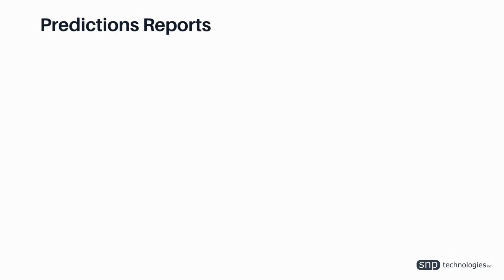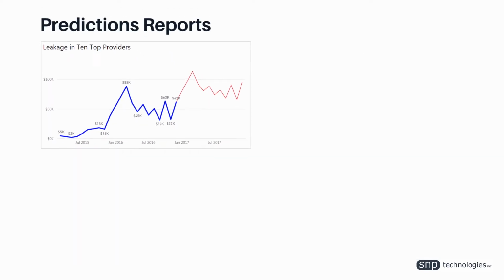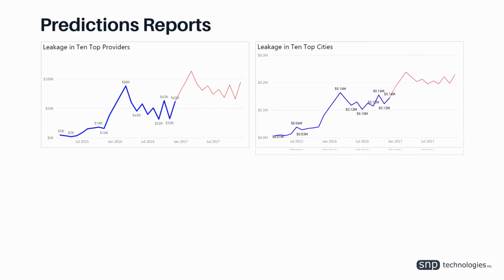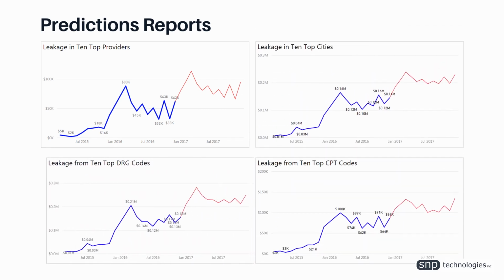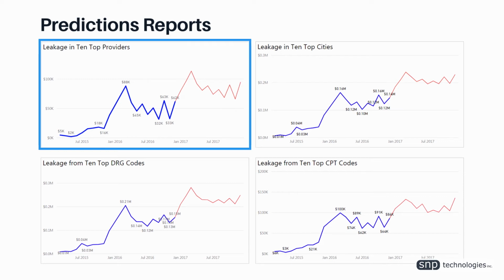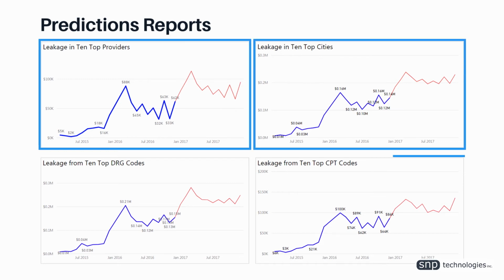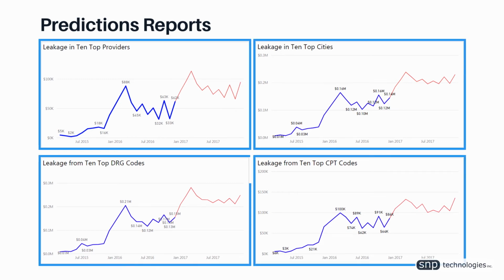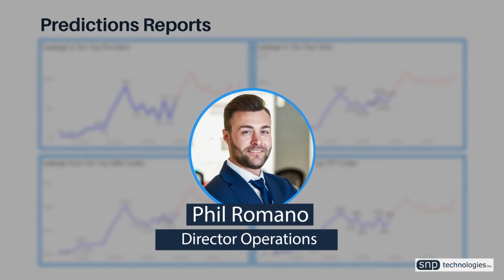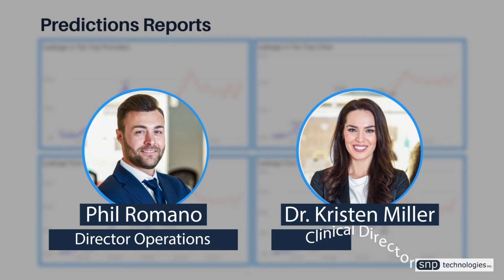SNP's Smart Healthcare Analytics prediction reports chart the trend for the KPIs and use a prediction model to forecast leakage projections. Stephen sees an upswing in leakage projected for St. Anthony's Healthcare and calls a meeting with Director of Operations Phil Romano and Clinical Director Dr. Kristen Miller.